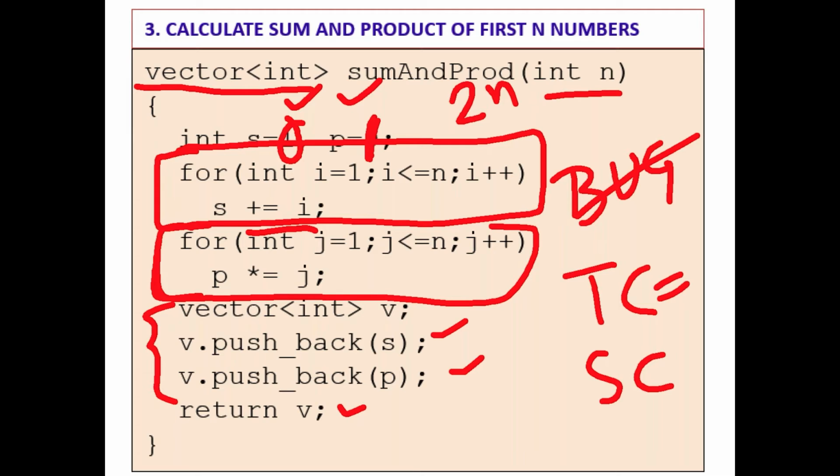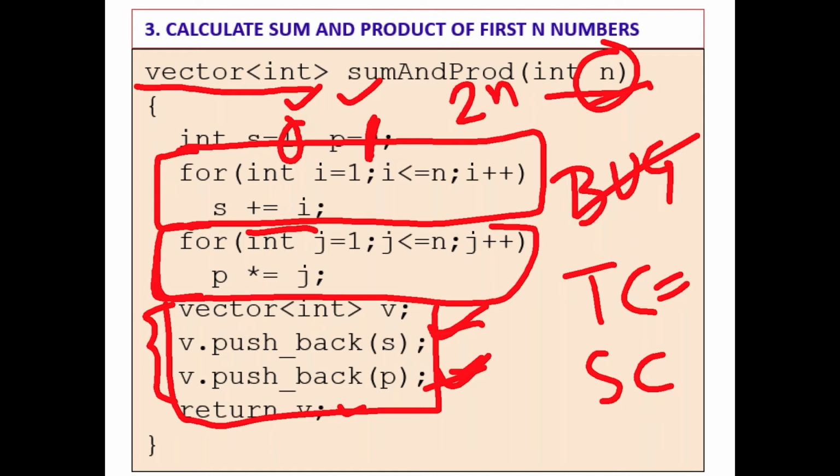What is the space complexity? Big O of n. Why? We are using a vector. What is the size of the vector? Here we are putting only two values. If n is 100, then also we will put two values. If n is 1000, then also we will put two values. Is this vector really dependent on the n? No. That's why again we will say it is big O of 1 only because it's constant.